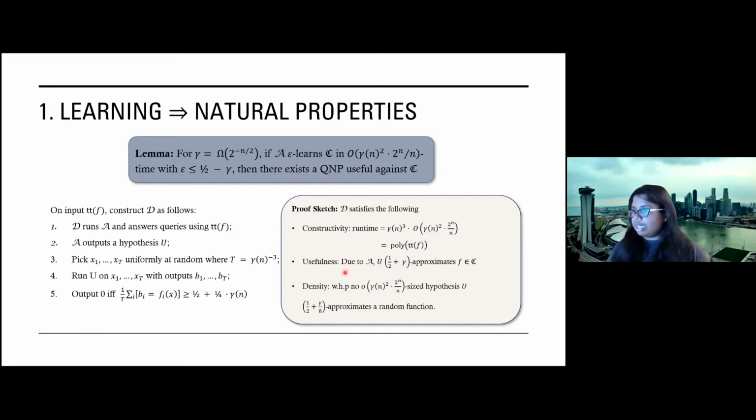And on the other side, when the function is actually random, then with just a counting argument about all kinds of hypotheses that the algorithm could output, we can show that a random function cannot be approximated well by hypotheses of this size. And that just goes by counting the number of functions that it could have an overlap with. And then using a Chernoff bound, we can show that this holds. So this is the first step to show that if you have a quantum learning algorithm, then you can get a natural property out of it.